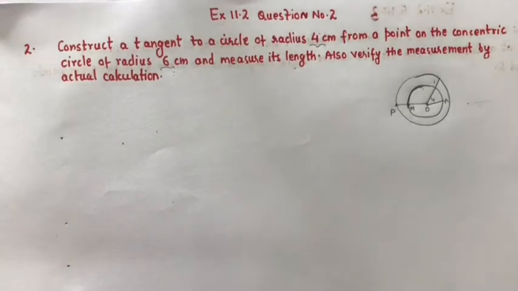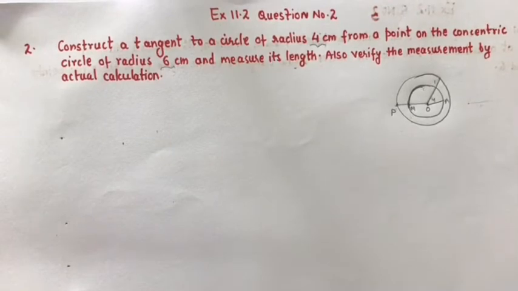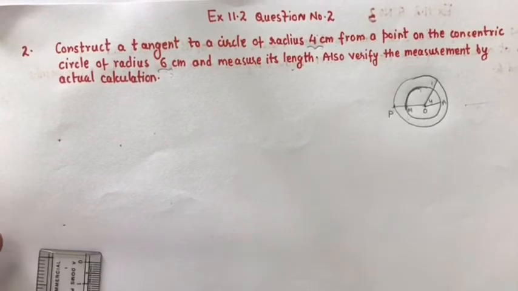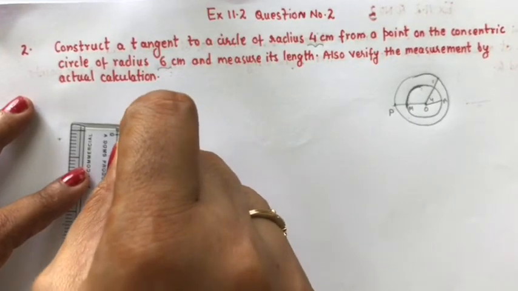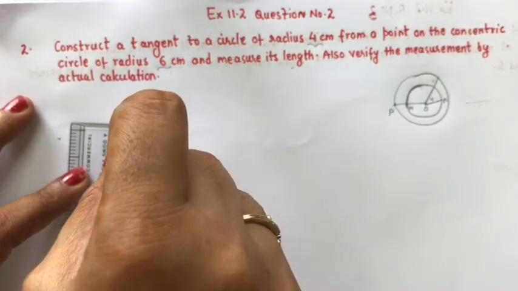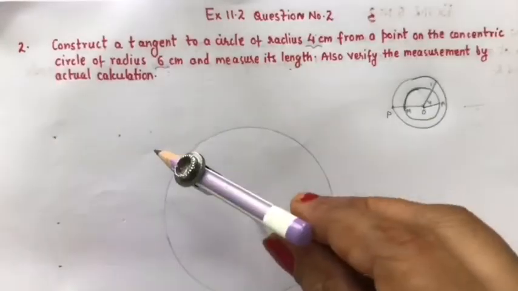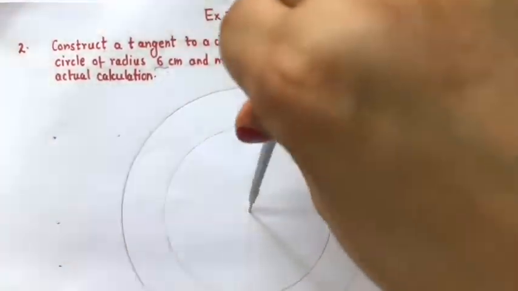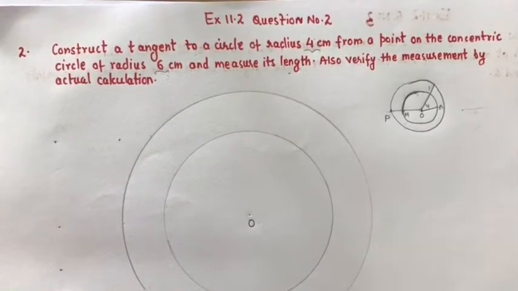So what is the first step? First step is draw a circle of radius 4 centimeter, and at the same time we can draw another circle of radius 6 centimeter. First I will measure 4 centimeter on the scale, and then we will draw 4 centimeter and 6 centimeter. So this is your circle.